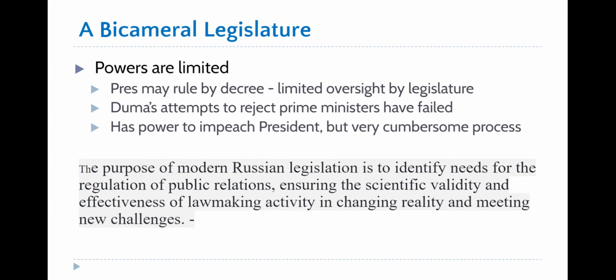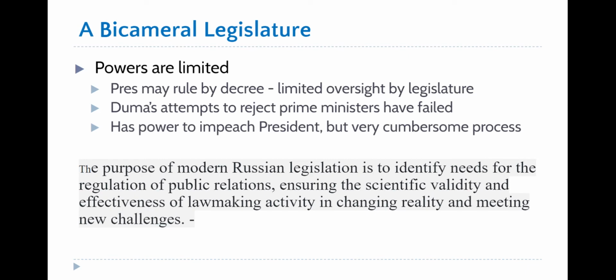So attempts to do this have failed. And one thing that's worth pointing out is that the Duma does actually have the power to impeach the president. This actually happened in the 90s. There was a lot of conflict between the executive branch and the legislative branch in the time of Boris Yeltsin, where there was a lot of messiness in terms of Russia's early stumbling toward democracy. But the impeachment process is very cumbersome, has a very high bar, and it is hard to see that currently happening.